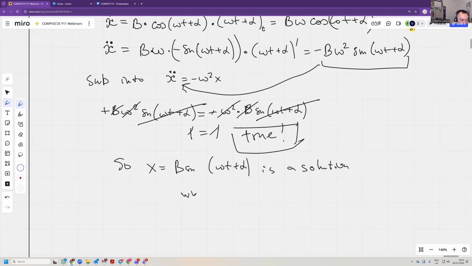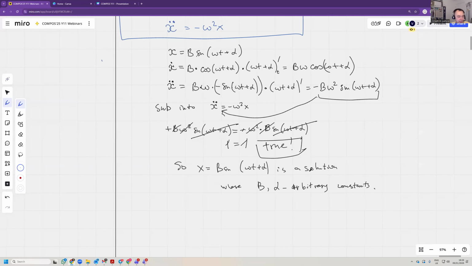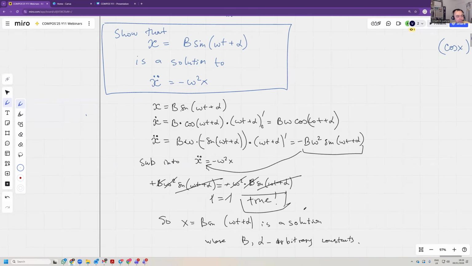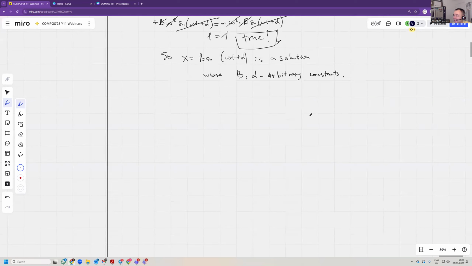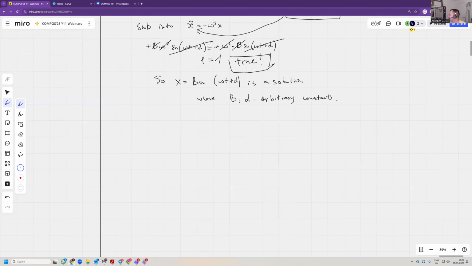Where b and alpha are arbitrary constants. So they can be anything. I'm pretty sure they can even... No, let's not go there. They're arbitrary constants. Okay, so that's that.